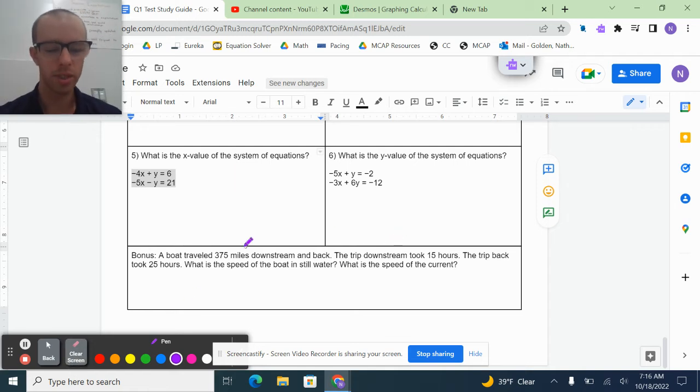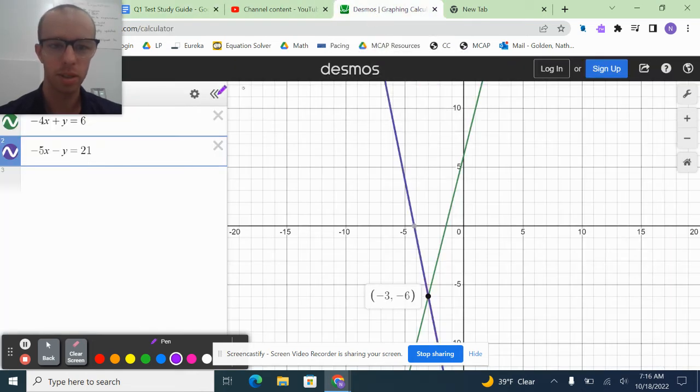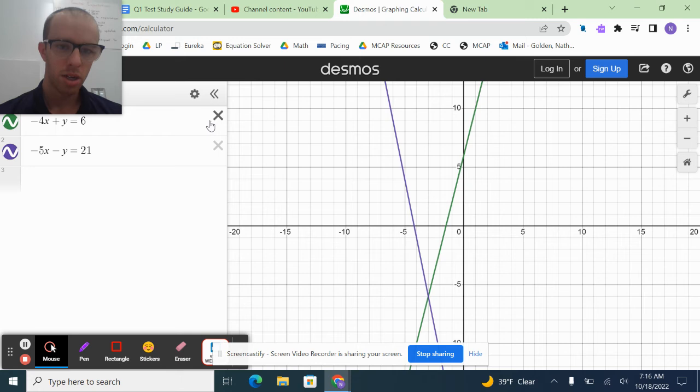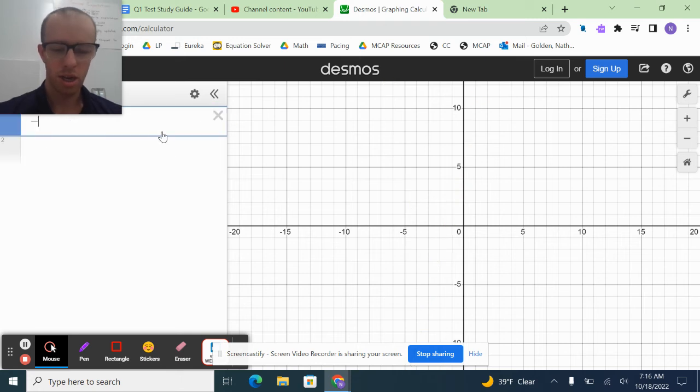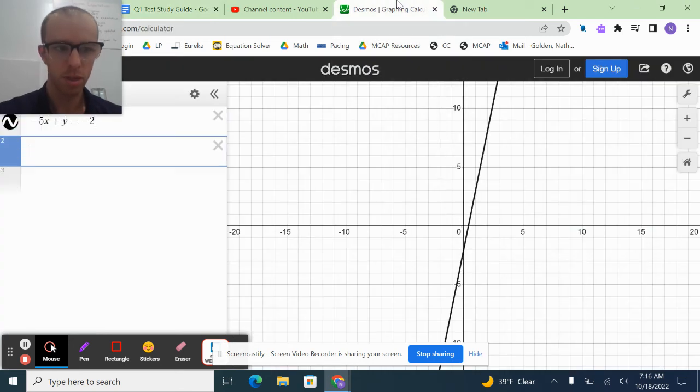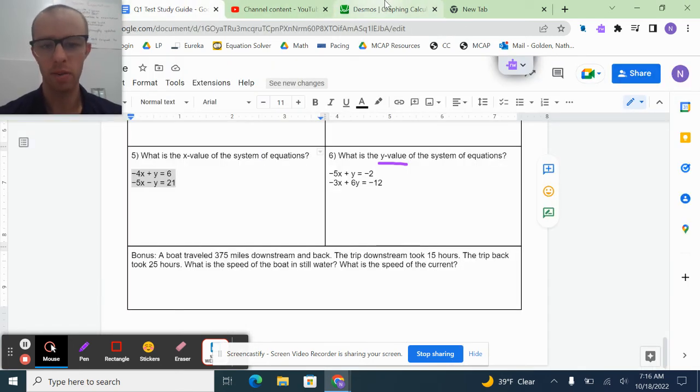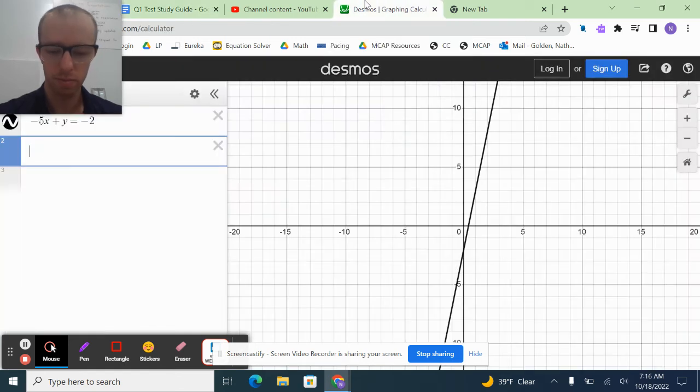All right, same thing on this next one. It says, what is the y value? So I'm going to just plug these into Desmos. Negative 5, what was the equation? Negative 5x plus y equals negative 2. And negative 3x plus 6y equals 12.